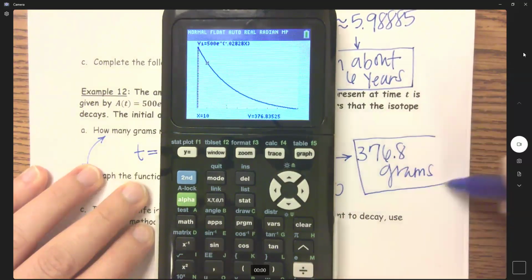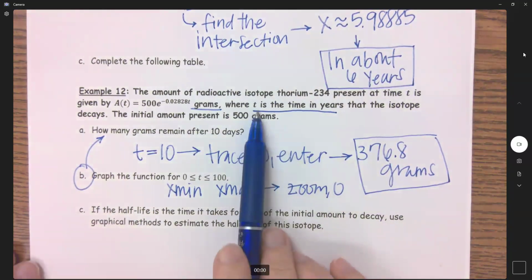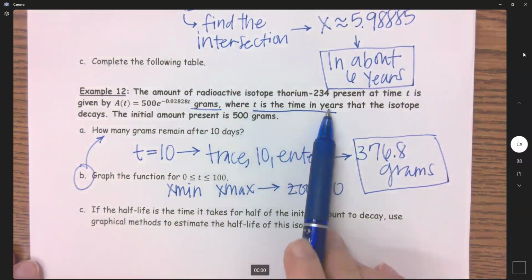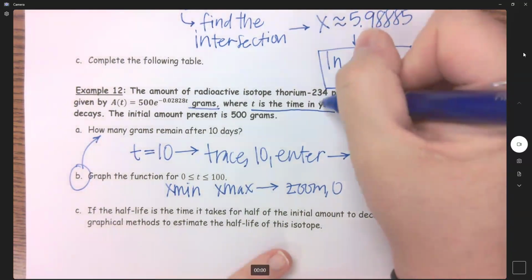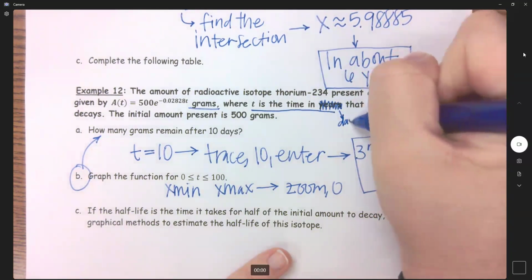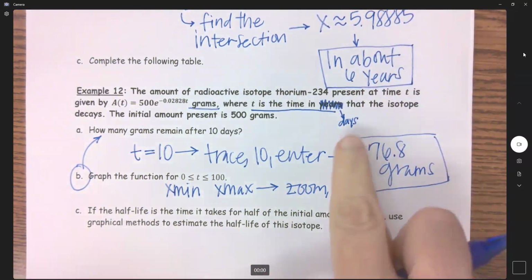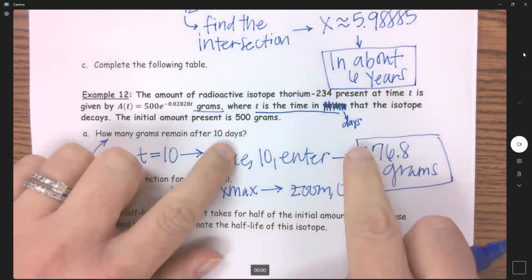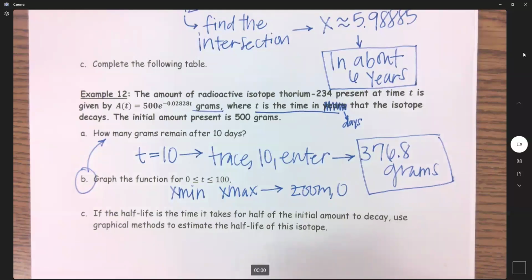grams. Okay, and I actually did just notice that it says here that T is in time of years, and then I'm after 10 days. Those aren't supposed to be different units. I have a feeling this was supposed to be in days right here, but you do want to check for units, make sure they are in the same one. This is a typo somewhere. So this is either supposed to be years, or I think more than likely that's supposed to be days.